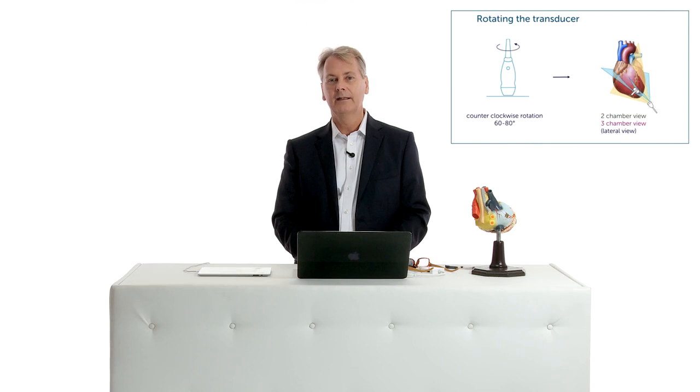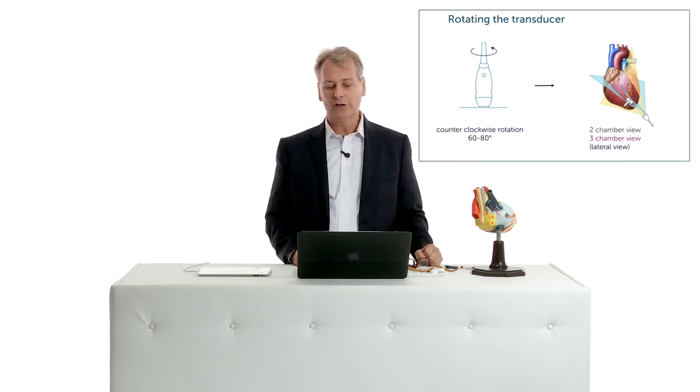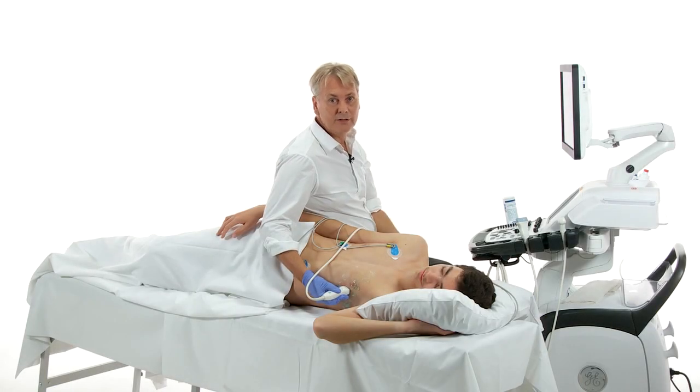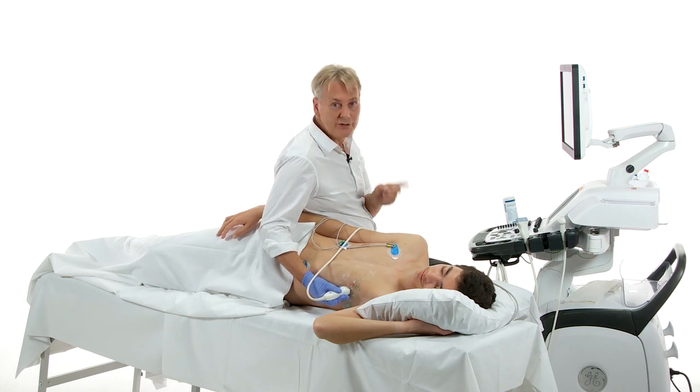By rotating the transducer another 60 to 80 degrees further counterclockwise, you'll come up with the so-called three-chamber view, which is also called the apical long-axis view. The classic way to get to a three-chamber view is to rotate counterclockwise even further from a two-chamber view. Let me show you this first, and then I'll show you another approach which I actually find a little easier.